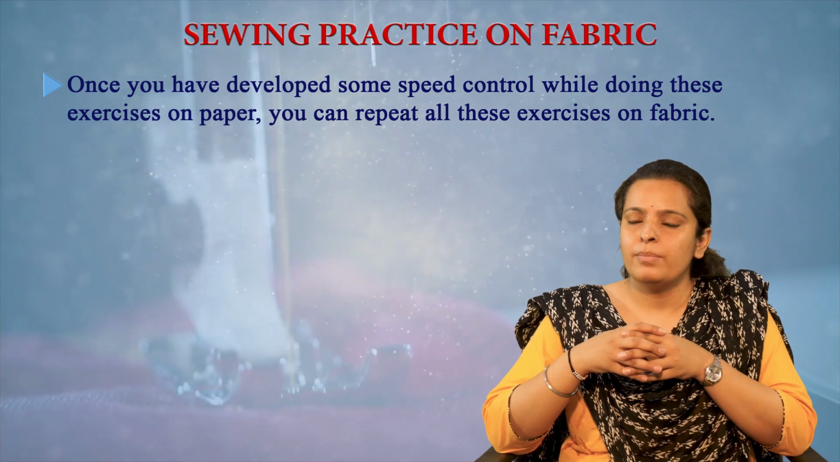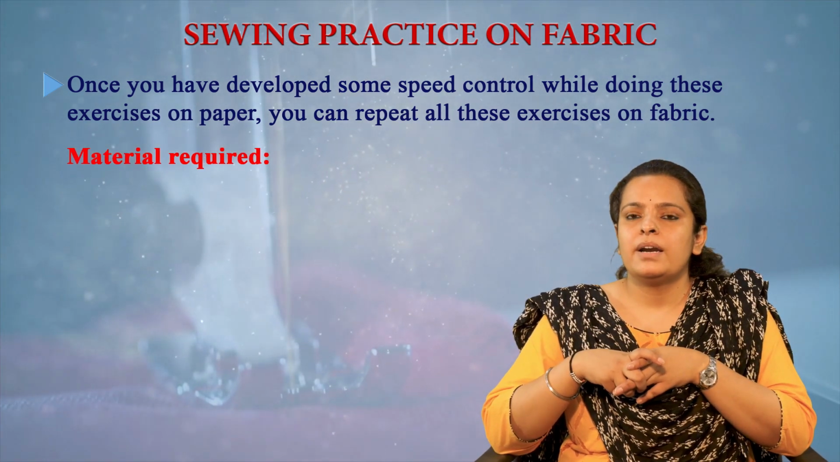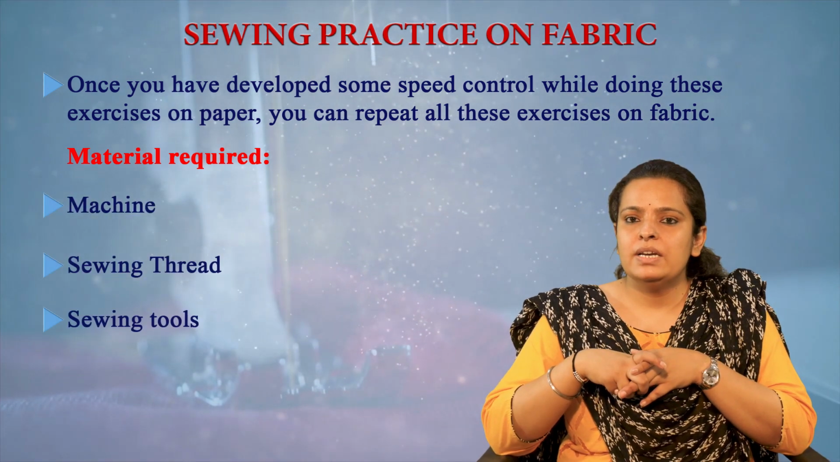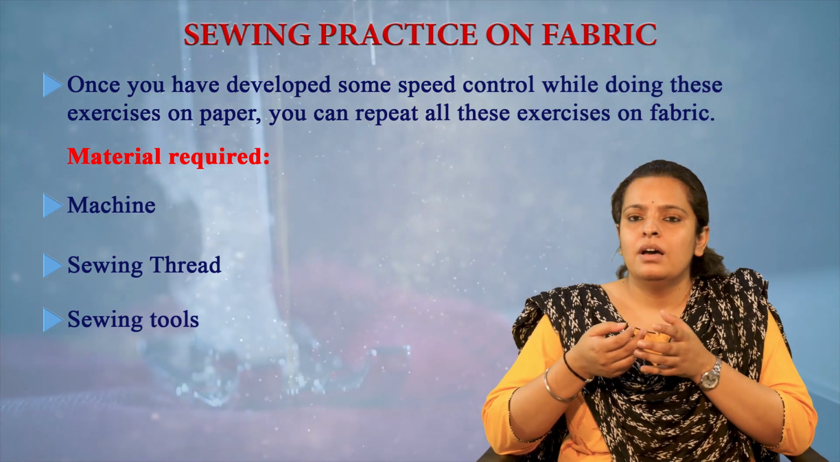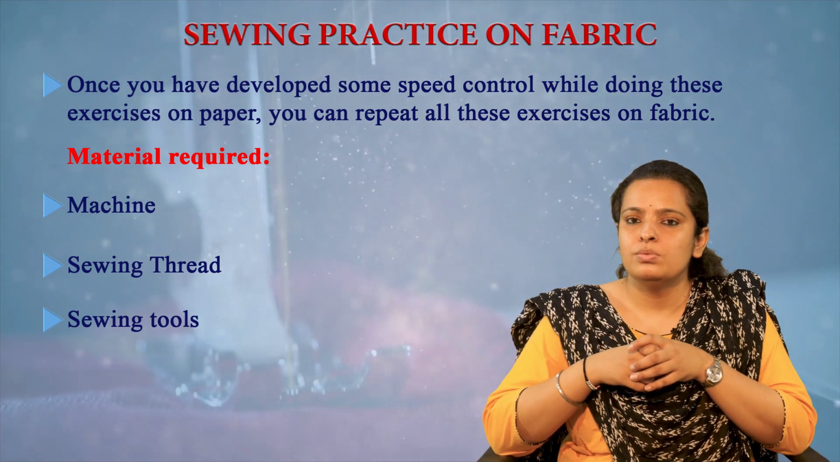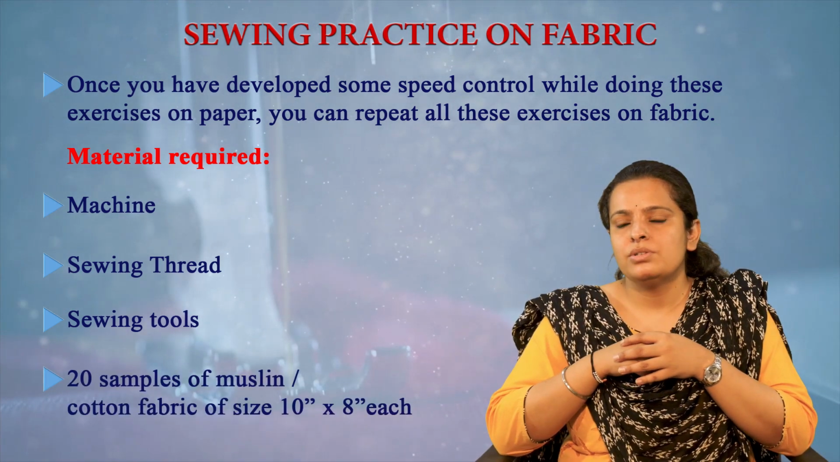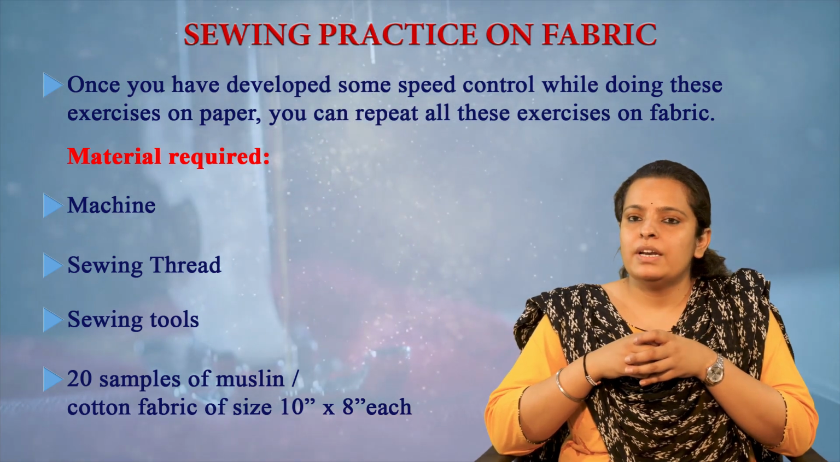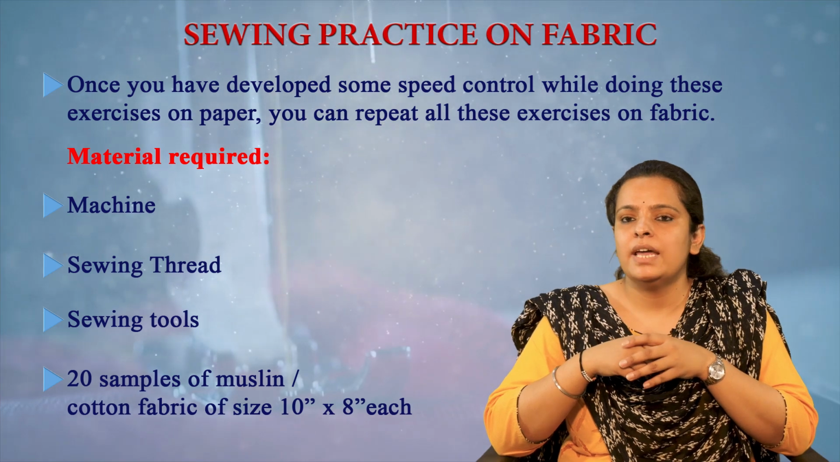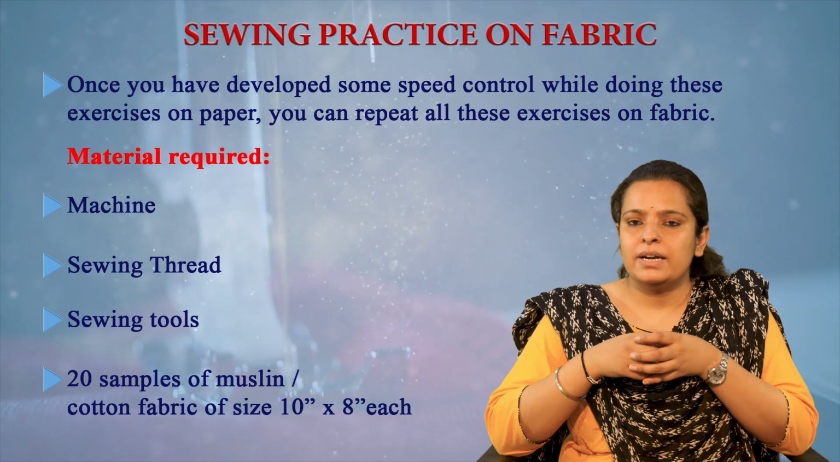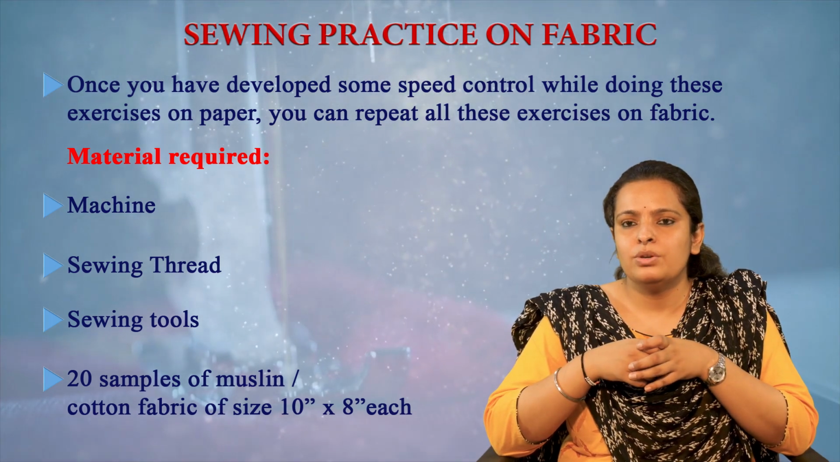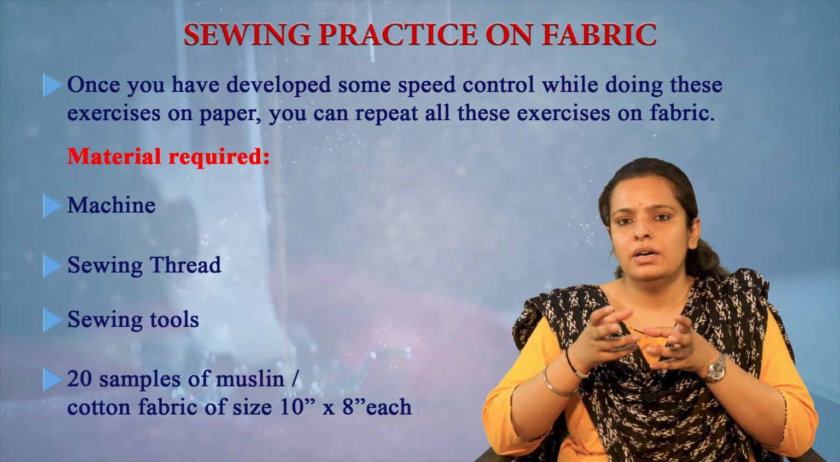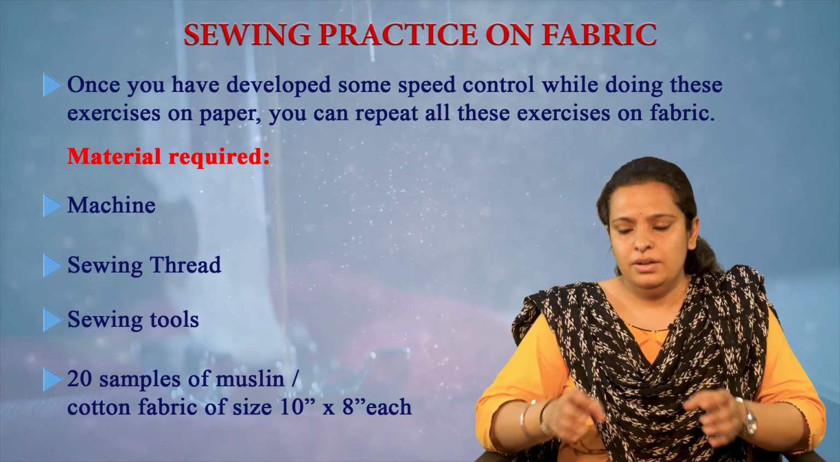So what materials do we require when we go for fabric practicing? We need a machine, sewing thread, and sewing tools like scissors, threads and needles, all as for the paper. We also need samples of muslin. We have discussed in our earlier session what muslin is; it is a type of fabric. We can take a muslin or cotton fabric of size 10 by 8 inches for practice. This small piece of fabric you can use for practicing normal stitching on the fabric.